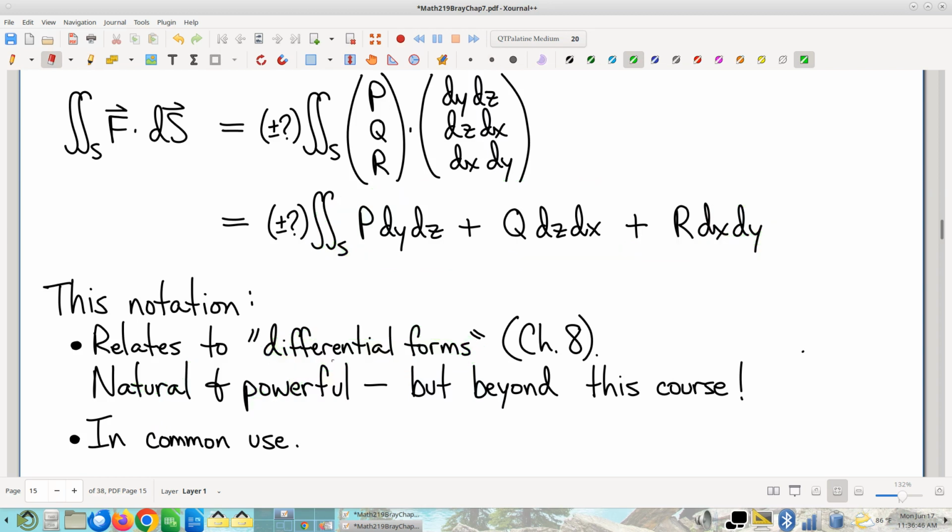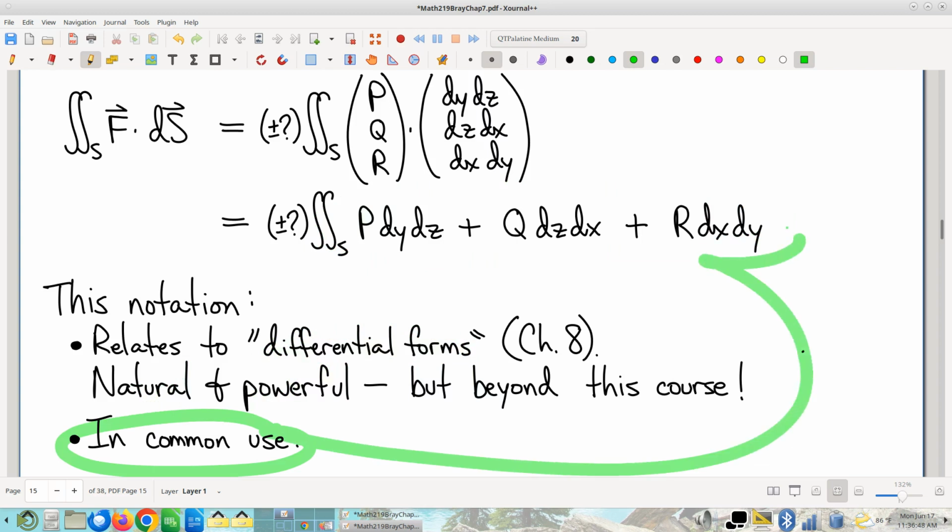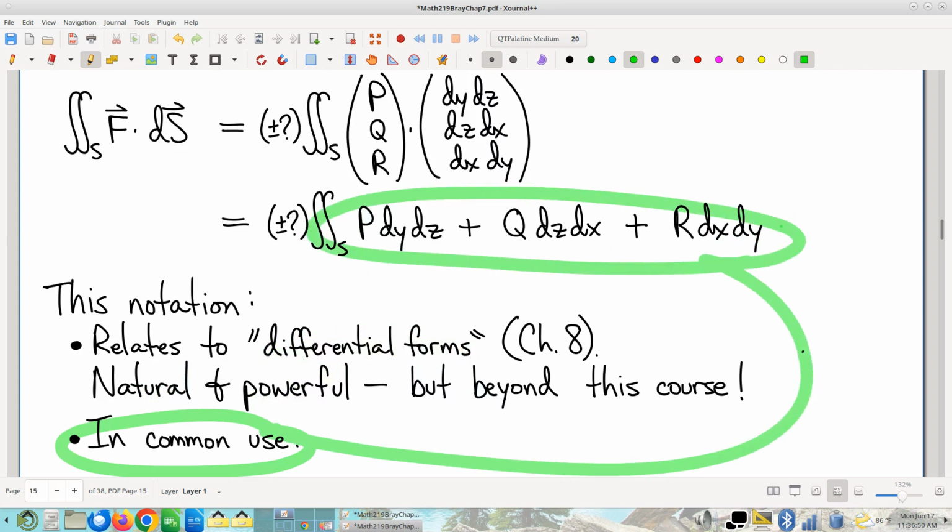This notation is in common use, either by people who do use those sophisticated ideas or by people who like those sophisticated ideas and use this notation accordingly, right? So you're going to see it. It's out there. It's in your future, and you need to know what to do with it.